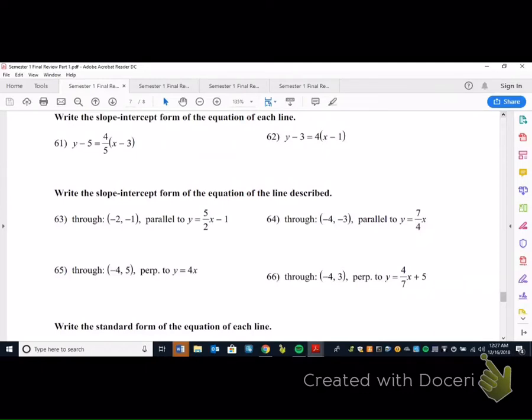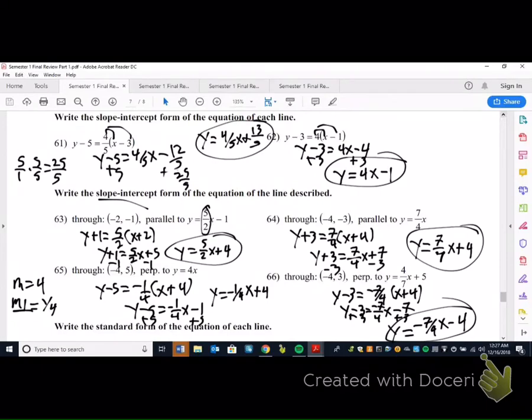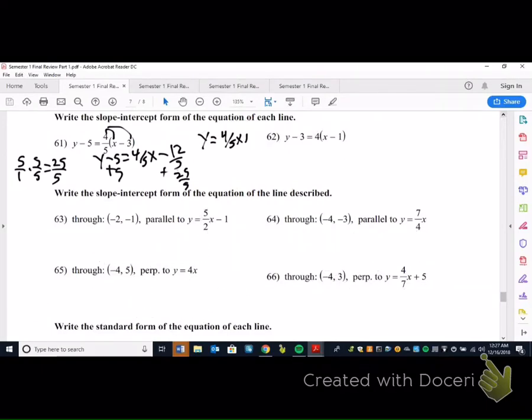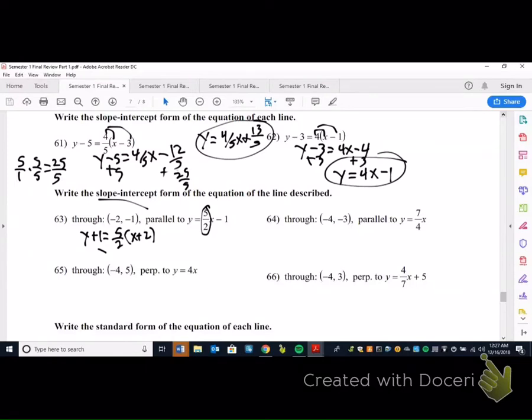So what they're doing is they're giving it to us in point-slope, asking us to write it in slope-intercept. All we have to do is solve for y. That was a bit much. So that's what 61 would look like. It's not pretty, but that's how it's done. That's how 62 looks, a little bit prettier.